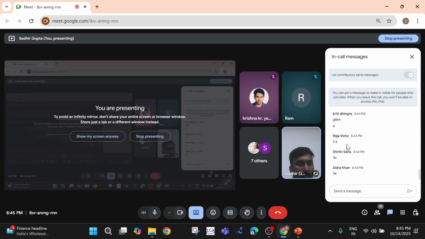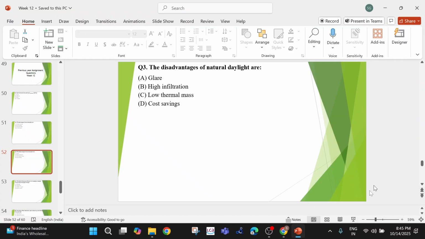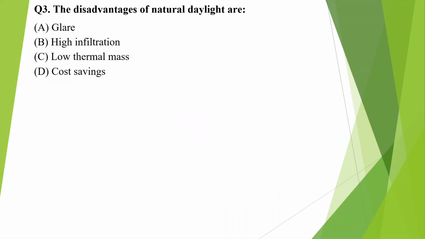Okay, 3A. Everyone is answering A, and A is the correct answer. Glare can be a disadvantage of natural daylight. That was told to you, and we have discussed it many times during today's problem solving session and the sample problem discussion. So I don't think anybody will make any mistake in this question. Fine. So 3A is the correct answer. Let us move to the fourth question then.